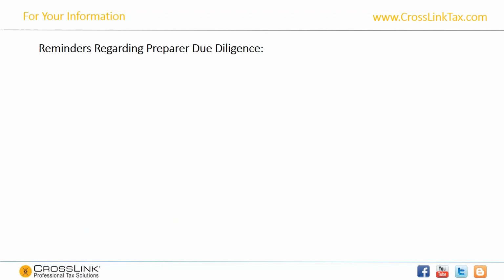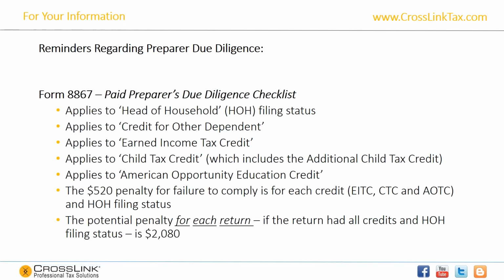Okay, we want to finish up with some information. Reminders regarding preparer due diligence. Very important to note that the Form 8867, which is the Paid Preparers Due Diligence Checklist, applies to head of household filing status. On top of that, it applies to credit for other dependents and applies to earned income tax credit. It also applies to child tax credit, which includes the additional child tax credit, and applies to the American Opportunity Education Credit. So as you can see, there's even more scrutiny on the preparer to make sure that he or she has gone through the due diligence of checking the information with the taxpayer.